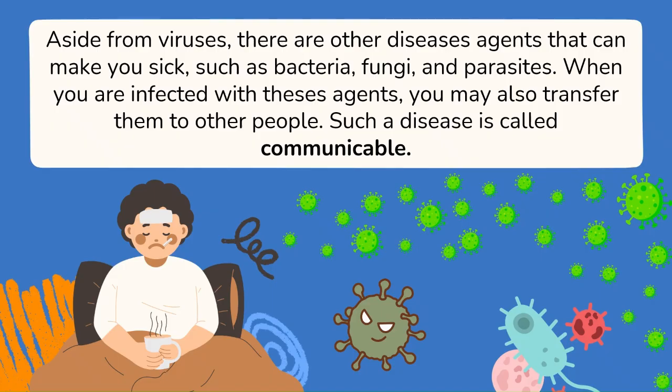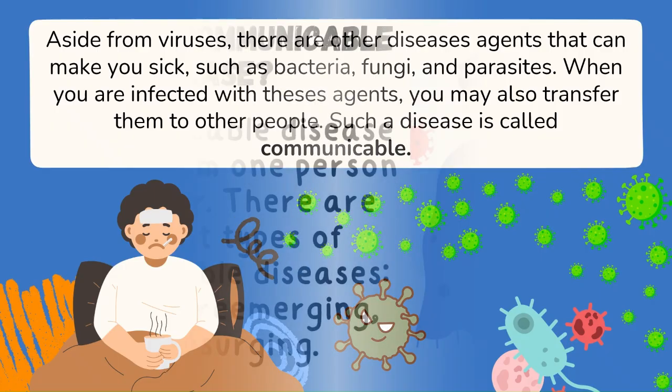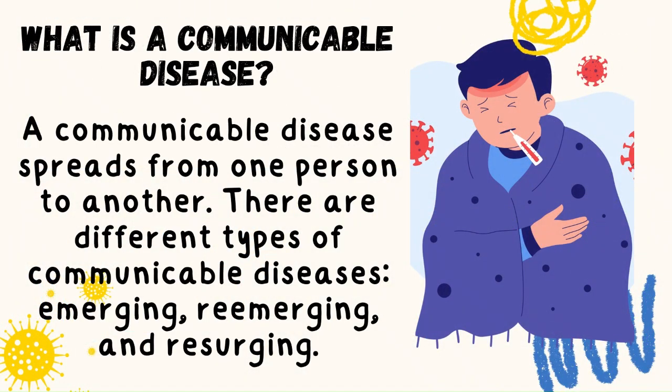When you are infected, these germs or disease agents enter our body and make us sick, and we can also spread them to other people. That kind of illness, Grade Six, is called a communicable disease. In this lesson, we are going to learn what communicable diseases are, how they are transmitted or spread, and how we can prevent and control them. Get ready, Six, as we explore how we can stay healthy, active, and safe from communicable diseases.